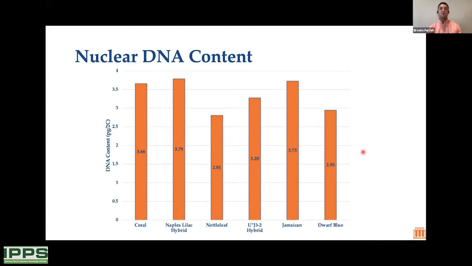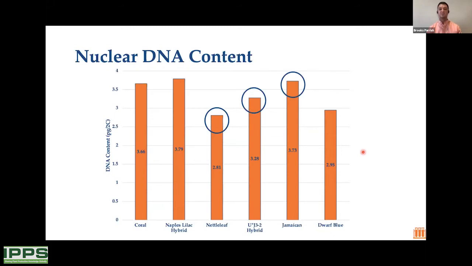So in this table, we have the DNA content for each of our accessions. While these values alone can't tell us a whole lot about the chromosome number in each selection, we can identify some critical differences in these values. Let's take a look at nettle leaf porterweed. There is a significant increase between this value and UJ 3-2, and an even further jump to Jamaican porterweed.